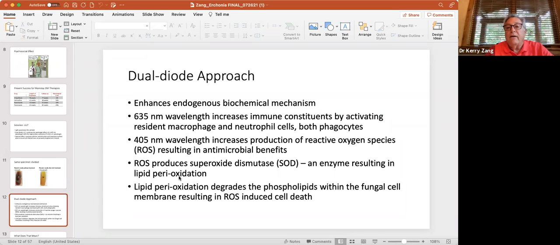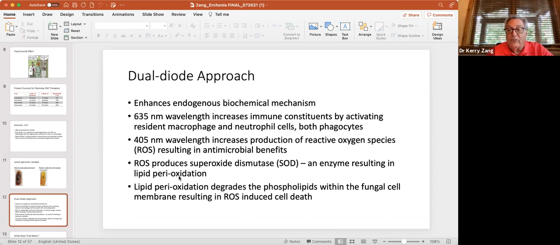And when you take that and combine it with the 405, the lower wavelength, this increases the production of reactive oxygen species, which results in antibacterial, antifungal, antiviral benefits. The 405 wavelength produces superoxide dismutase, which is an enzyme which results in lipid peroxidation in the cell membrane of the fungus. It degrades the phospholipids within the fungal cell, and it results in cell death.